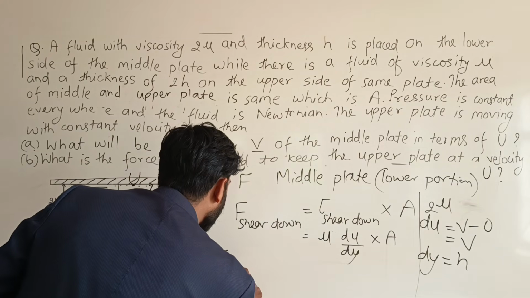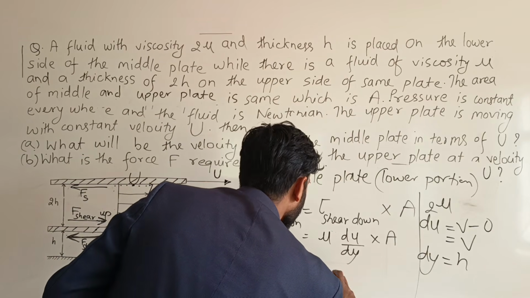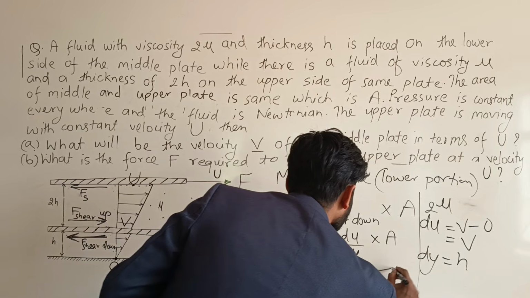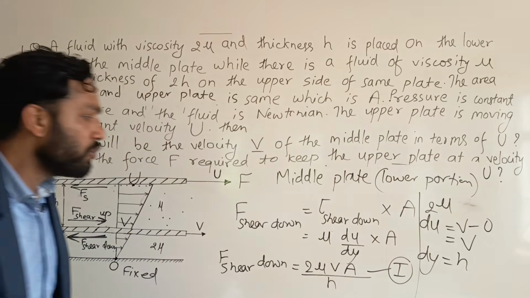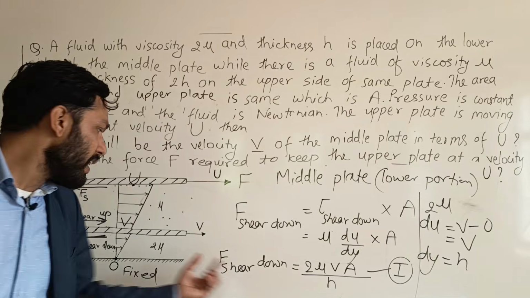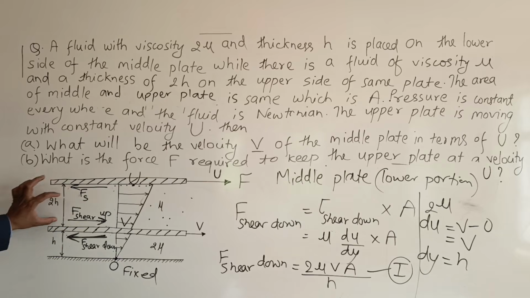F shear down is equal to 2 mu, du is v, divided by h, which is 2 mu v divided by h. We have got the F shear down by staying in this lower portion, and we have got the F shear up by staying on the upper portion with respect to the middle plate.